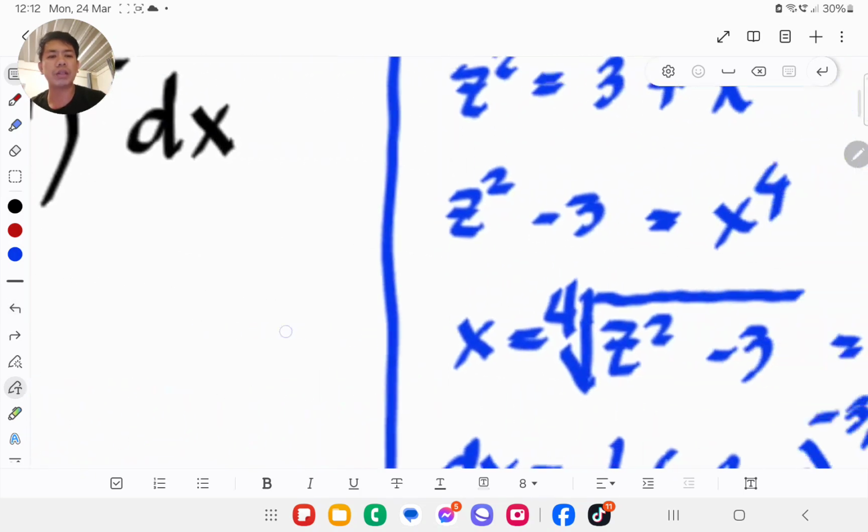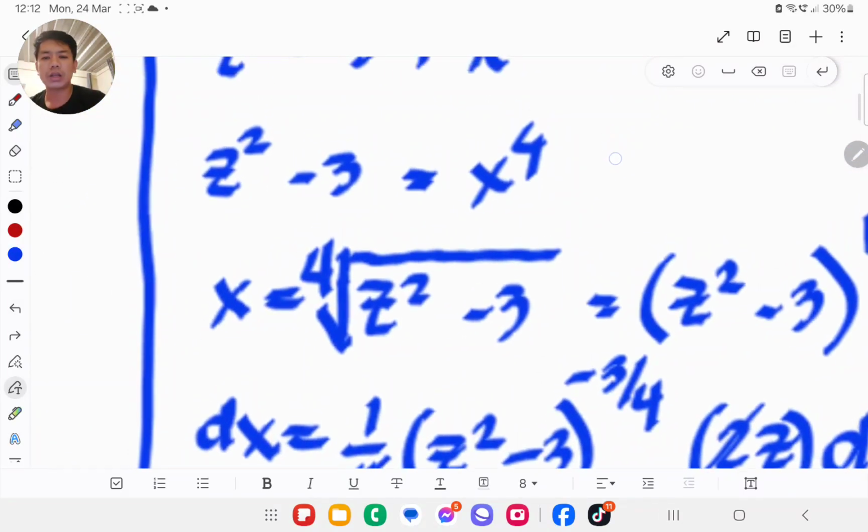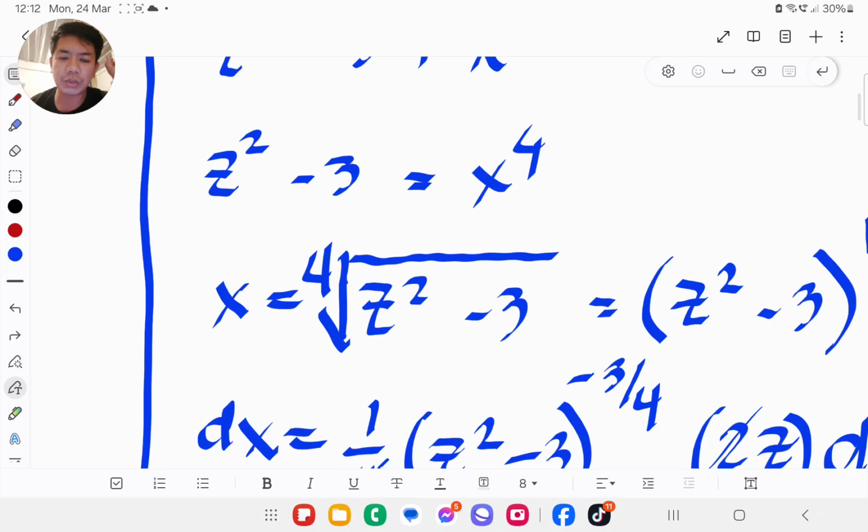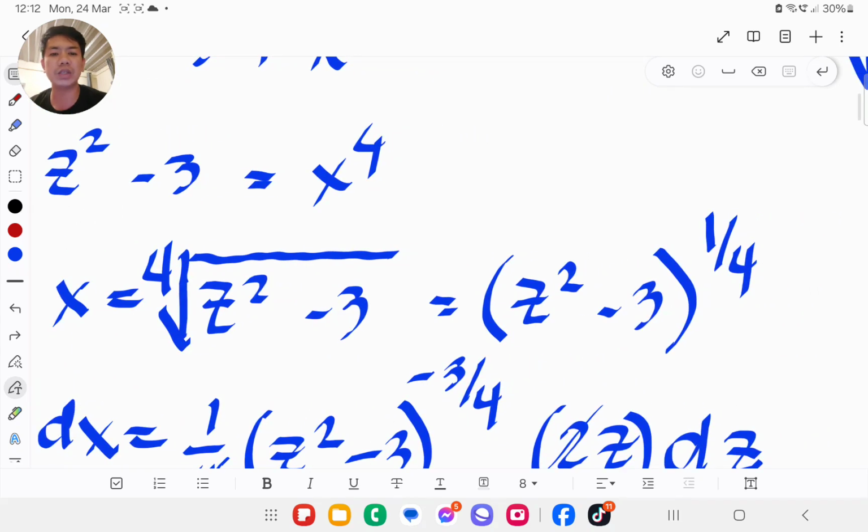So it becomes the fourth root of z squared minus 3. Let's change this fourth root into an exponent fraction. So it becomes z squared minus 3 raised to 1/4. Okay, so we now have x.